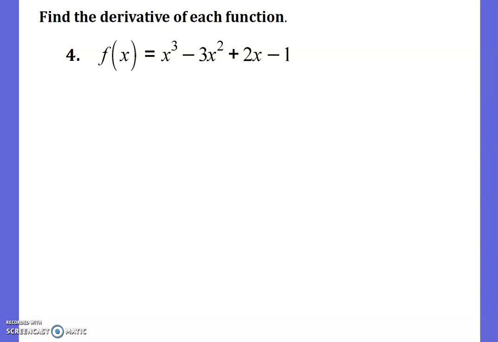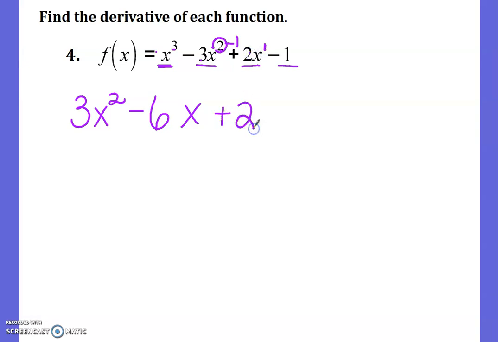Looking at this one, we can apply that power rule to each term here. Starting with x cubed, I bring that 3 and multiply it with the coefficient of 1, and then I subtract 1 from 3, which leaves me with an exponent of 2. For the second term, I'm going to bring this 2 out front and multiply it with the 3, which leaves me with 6. And then I have x, I subtract 1 from that, so that's just the first degree. Here, that's an understood 1. When I multiply it with the 2, it just stays 2.